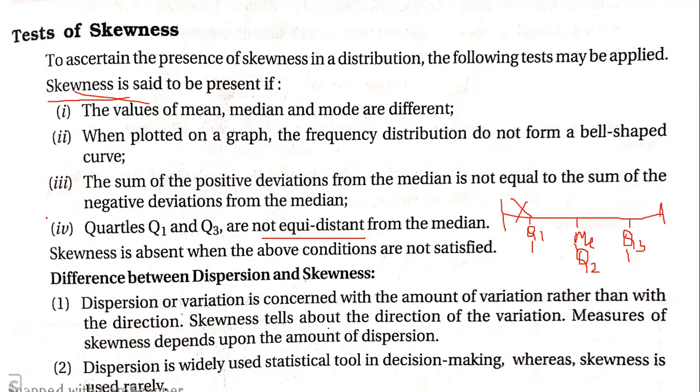Next, skewness is absent when the above conditions are not satisfied. Okay, if you see any of these 4 points, you can say skewness is present. So that is the major thing that you'll have to learn. Did you understand the test of skewness? Anybody has doubt in the first part of the text here? Did you all understand the test of skewness? This is a general test given.